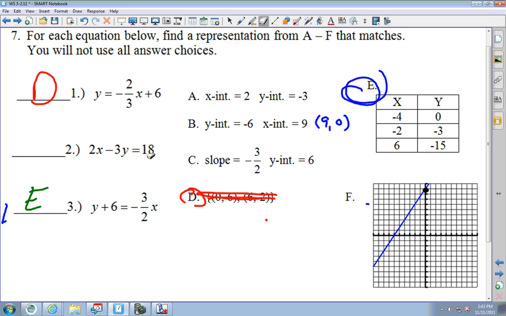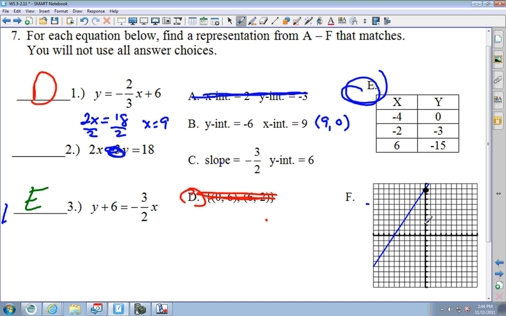Well, let's see. Let's start with some of these other x-intercepts and y-intercepts. What if I covered this up and I want to find the x-intercept? 2x equals 18. I divide by 2, x equals 9. Well, the x-intercept is 2. No, it's not this one.